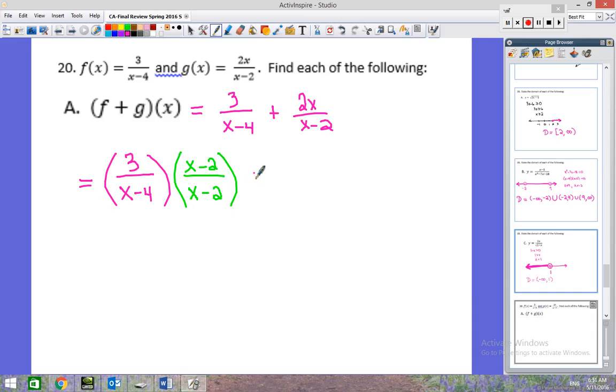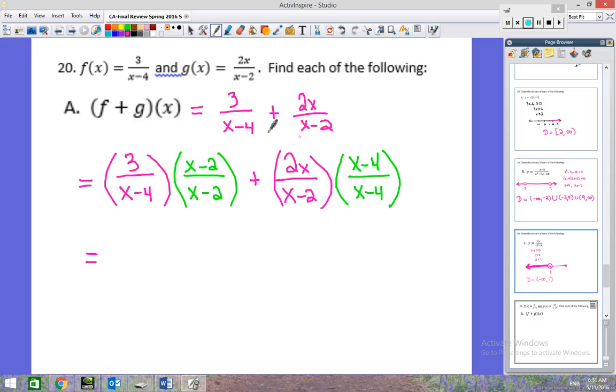And over here, this next term has a factor of x minus 2 in the denominator. It's missing the x minus 4. So we write the number 1 as x minus 4 over x minus 4. That's how we're able to say that these two terms being added together is equivalent to these two terms being added together. Well, we can write this now as a single fraction rather than two fractions. Our denominator is x minus 4 times x minus 2.